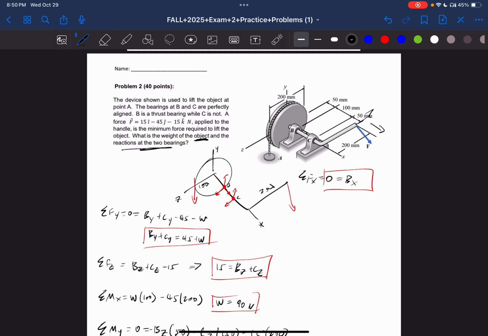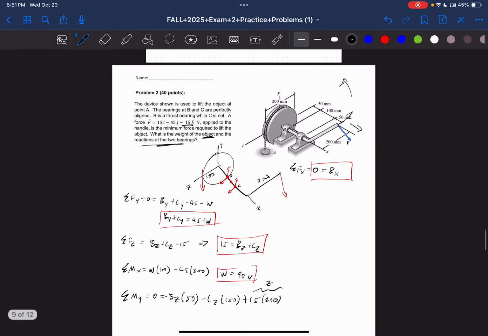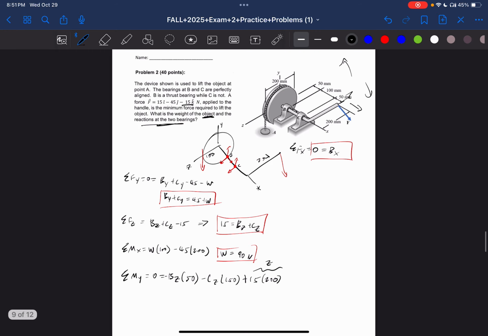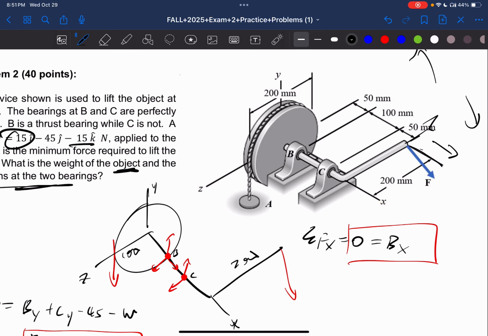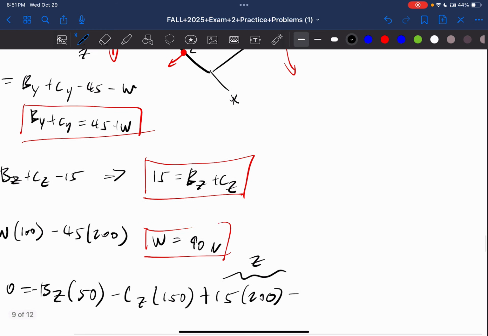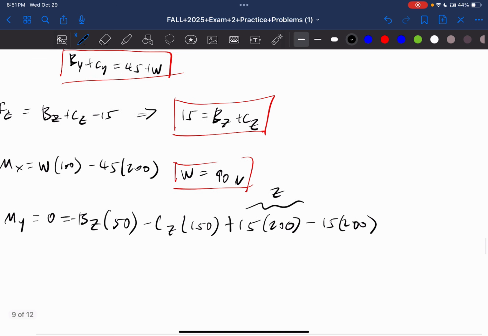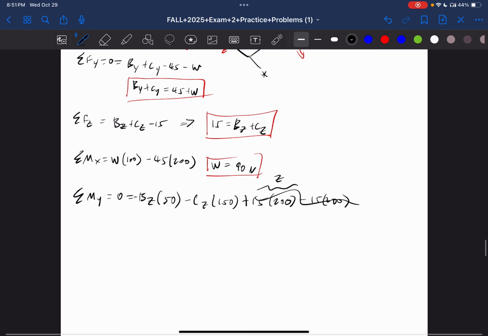So z direction is this way, negative 15. Wait, this is actually in the positive direction, because it's going counterclockwise. And the x component, which is 15, is going to be going this way, which is clockwise, which is negative. So minus the x component times the moment arm, which is 200. So 15 times 200. Okay, so we can see this actually cancels, so we just did all that work for nothing.